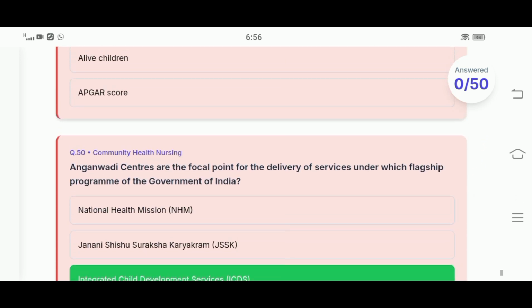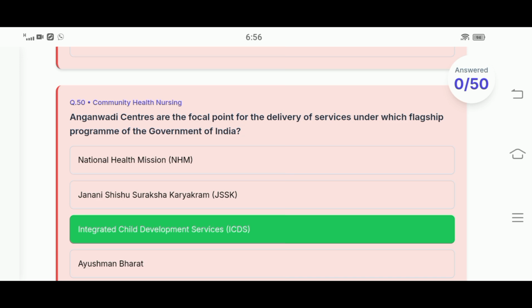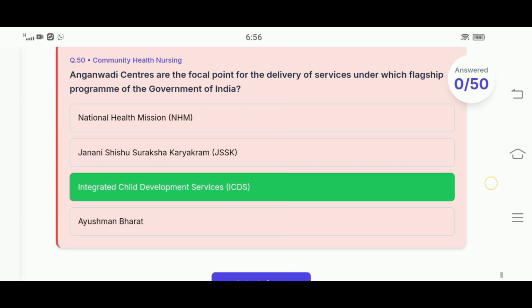Next, 50. Community health nursing. Anganwadi centers are the focal point for the delivery of services under which flagship program of the Government of India? Options are A. National Health Mission, B. Janani Shishu Suraksha Karyakram, C. Integrated Child Development Services, and D. Ayushman Bharat. So the correct answer is C. Integrated Child Development Services.